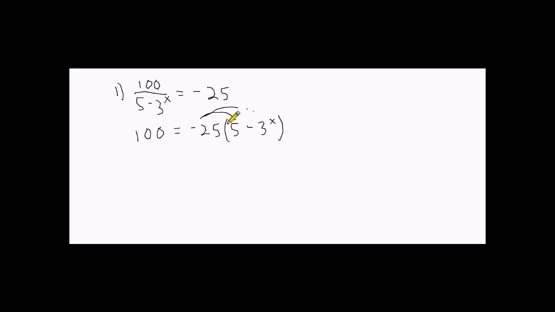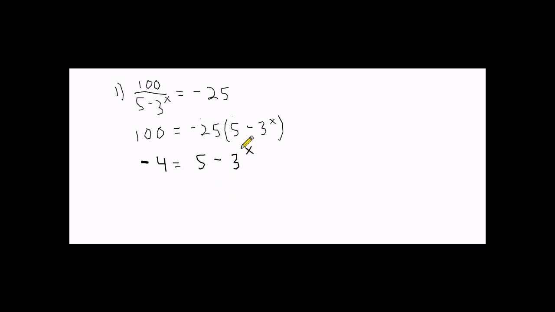Let's get rid of this junk here. Okay, so we're not going to distribute this. What we are going to do is divide everything by negative 25. We don't want that negative 25 there, so just divide by them. And when you do that on both sides, you get negative 4 equals 5 minus 3 to the x.